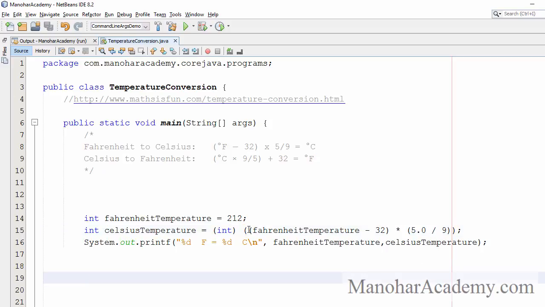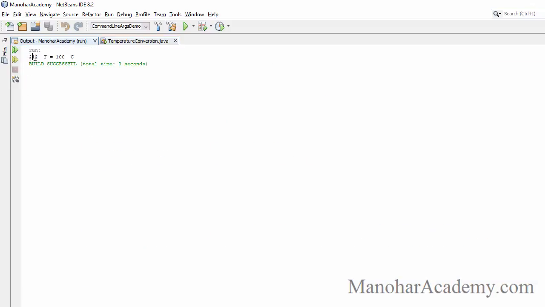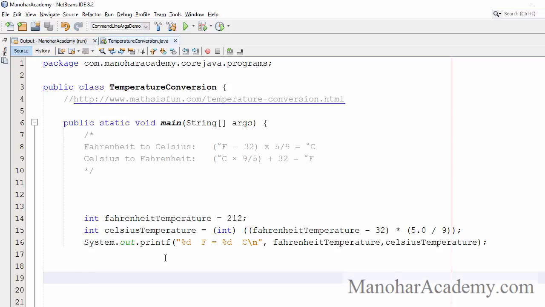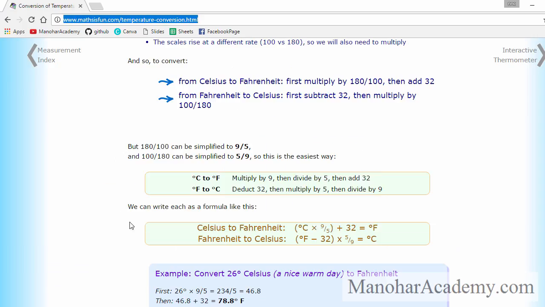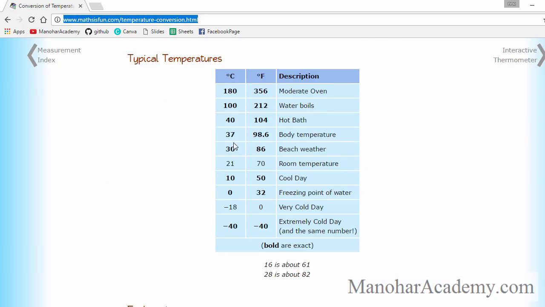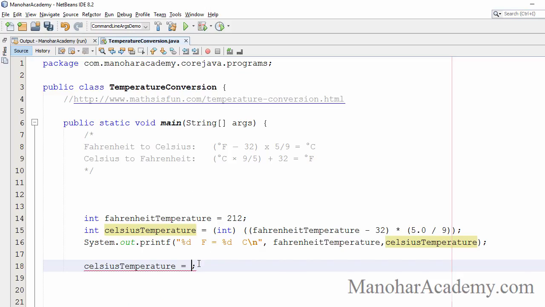Okay, I hope you got the importance of parentheses here, and also the importance of understanding integer arithmetic. Okay, now let's print it. You can clearly see here 212 degrees Fahrenheit is 100 degrees centigrade. Good. Now let's convert Celsius to Fahrenheit. So I'm going to reuse the variable names. Let's take some Celsius temperature. What temperature should we take? Okay, let's take 37 degrees Celsius and then convert it to Fahrenheit.